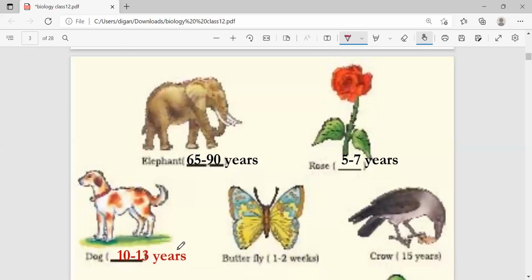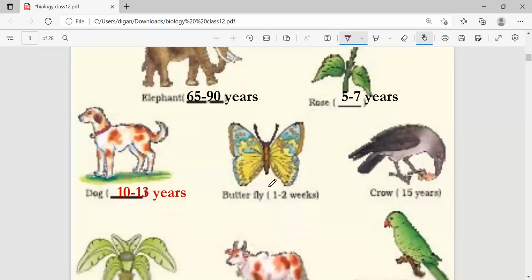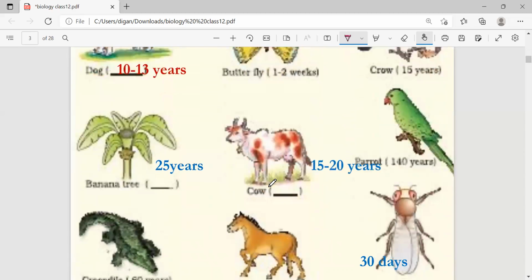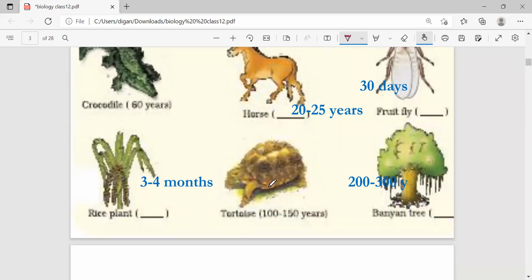Next, this is the next page of your NCERT book. In this book, the lifespans of some animals are given. For example, first, elephant lifespan is 65 to 90. Then rose lifespan is 5 to 7 years. Like this, on this page, the lifespans of some organisms are given: dog, butterfly, crow, then banana tree, cow, parrot, crocodile, horse, fruit fly, rice plant, tortoise and banyan tree. So you just have to learn the lifespans of these organisms.